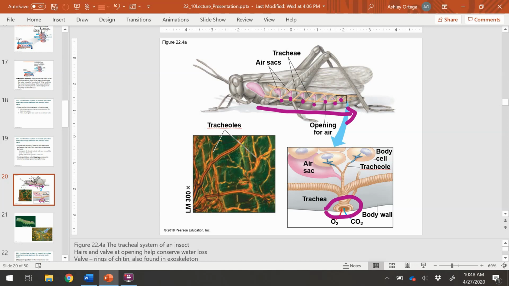That's going to lead to the trachea, which will then lead to smaller branches called tracheoles, and then eventually to the respiratory surface highlighted in blue there. That will either go to body cells and exchange those gases with the body cells directly. For large organs, they will have air sacs that are surrounding or near those organs. That way, all of those cells in that organ can easily get the oxygen and carbon dioxide exchanged quickly. And so that is a large surface for respiratory exchange.